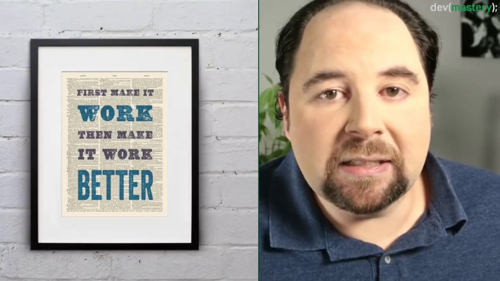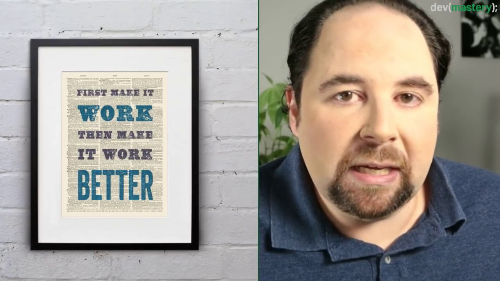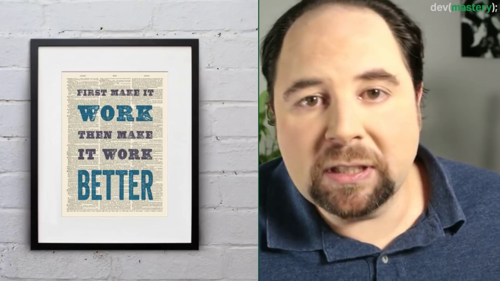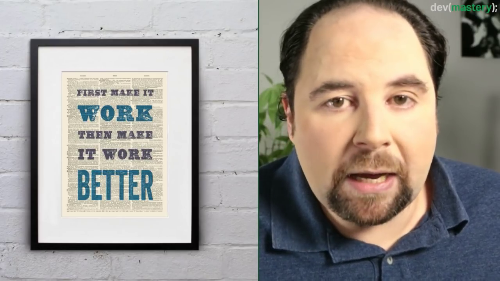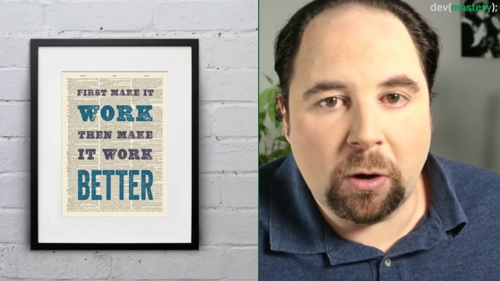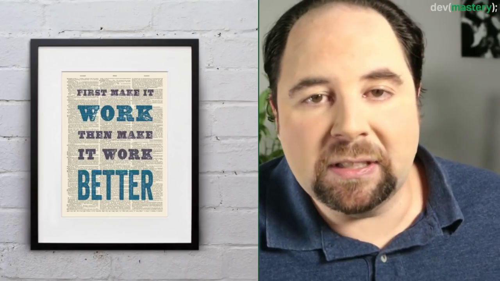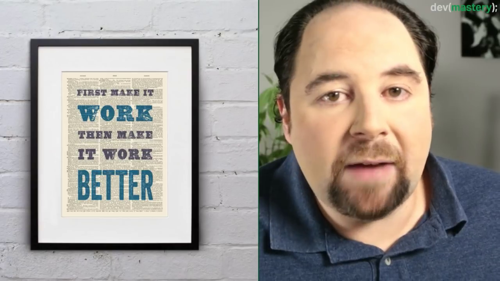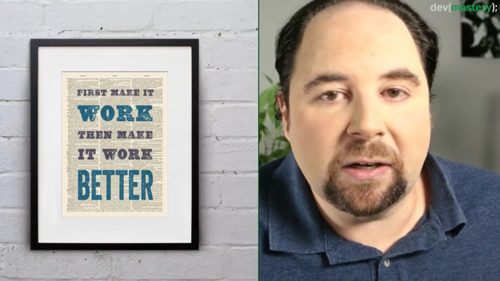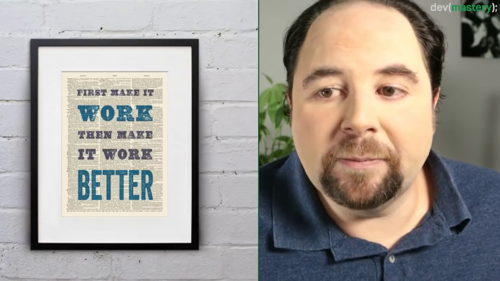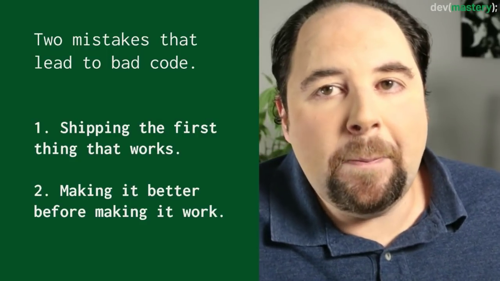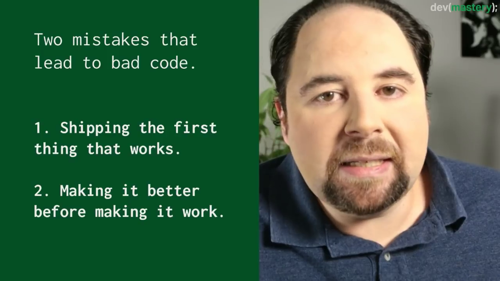But the reality is there's actually a lot of wisdom in this idea of first make it work, then make it better. So if you'll stick with me, I'll explain why I think that's the number one way to improve your code and exactly how to implement this idea. And if there are some people around, we can have a chat and take some questions. All right. Basically, I think there are two main mistakes that lead to bad code.